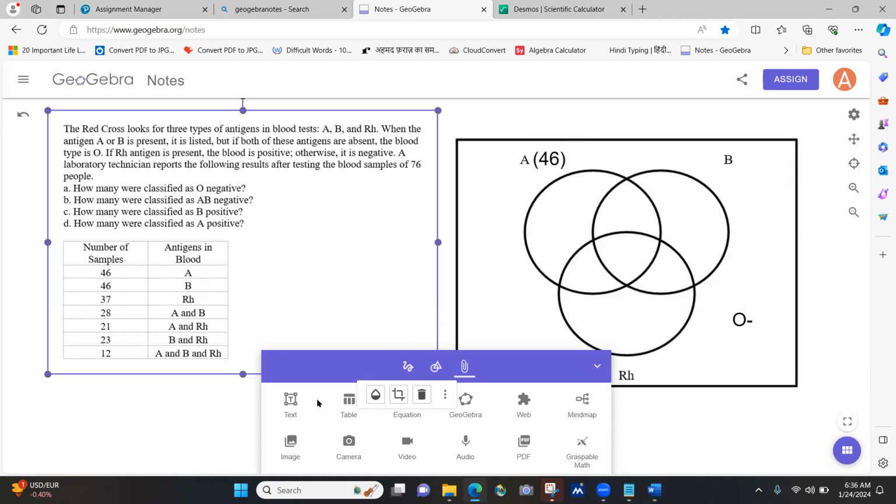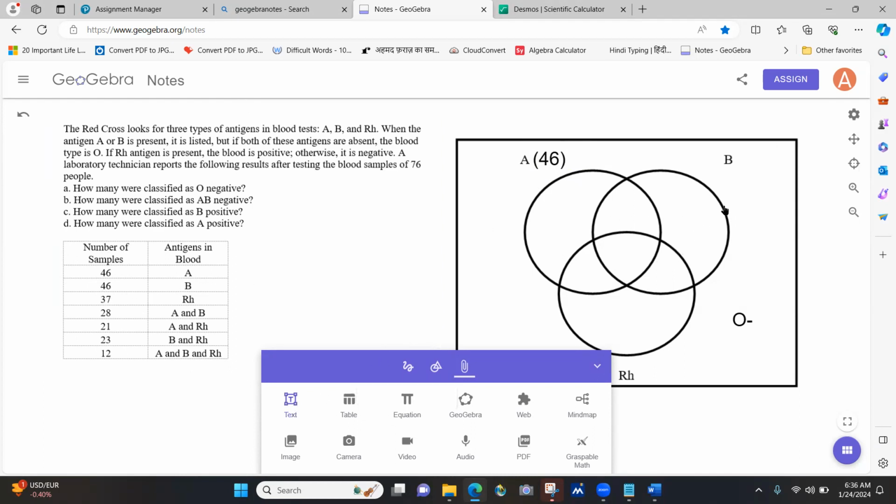46 had B. I'm going to put 46 here. All the numbers inside the B circle should also add up to 46. I'm going by the table. RH is 37. I'm going to put 37 here in parentheses. All the four parts inside the RH circle should add up to 37.